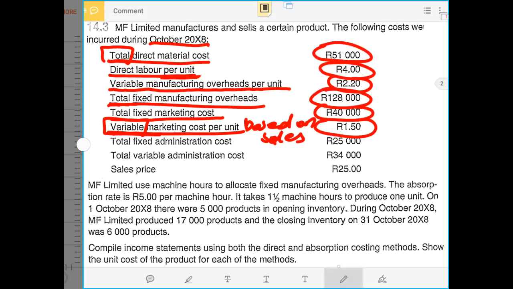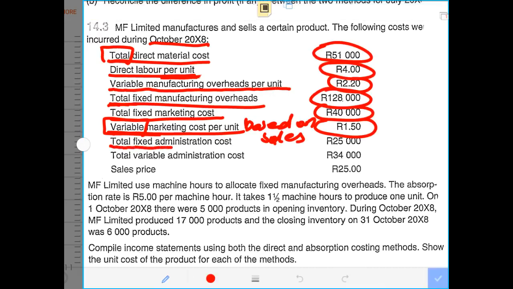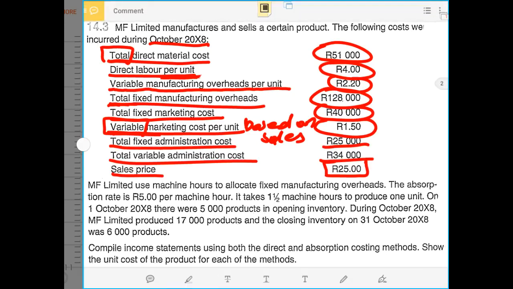Then we are told that the total fixed administration cost is 25,000 rands, and the total variable administration cost is 34,000 rands. Then we are given the sales price, and that is 25 rand selling price per unit. So this is the structure of the cost that has been given to us beforehand.